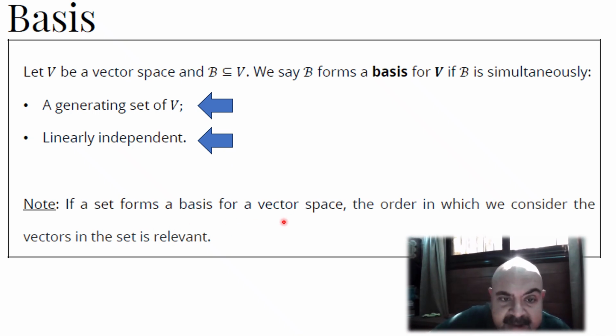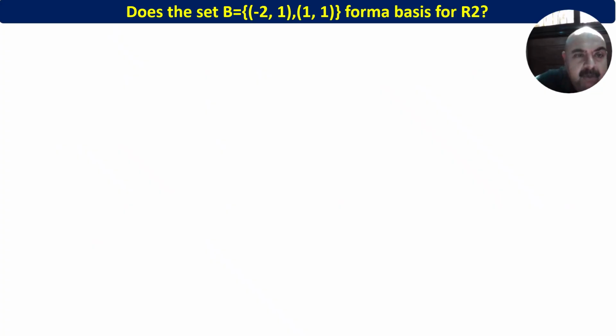If a set forms a basis for a vector space, the order in which we consider the vectors in the set is relevant. This is really very important. The order is important. Let's apply our rule with a quick example. Does the set of the vectors (-2, 1) and (1, 1) form a basis for R2?